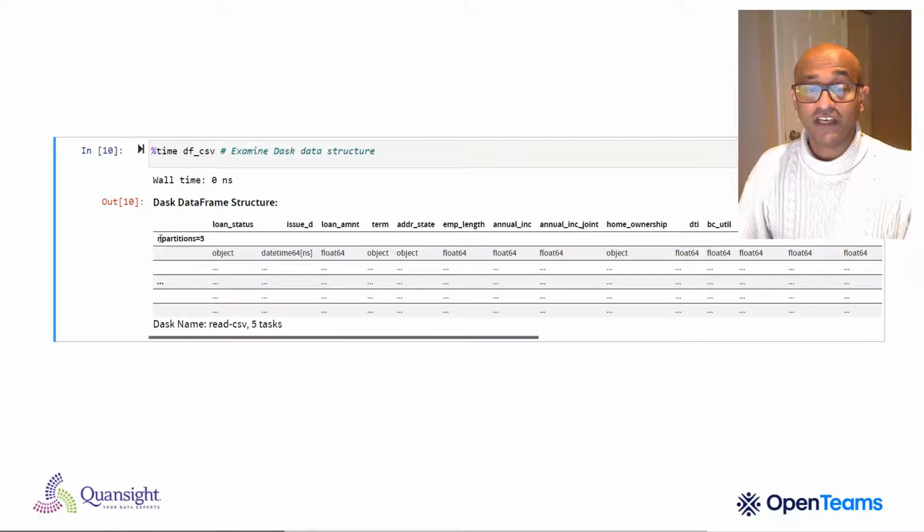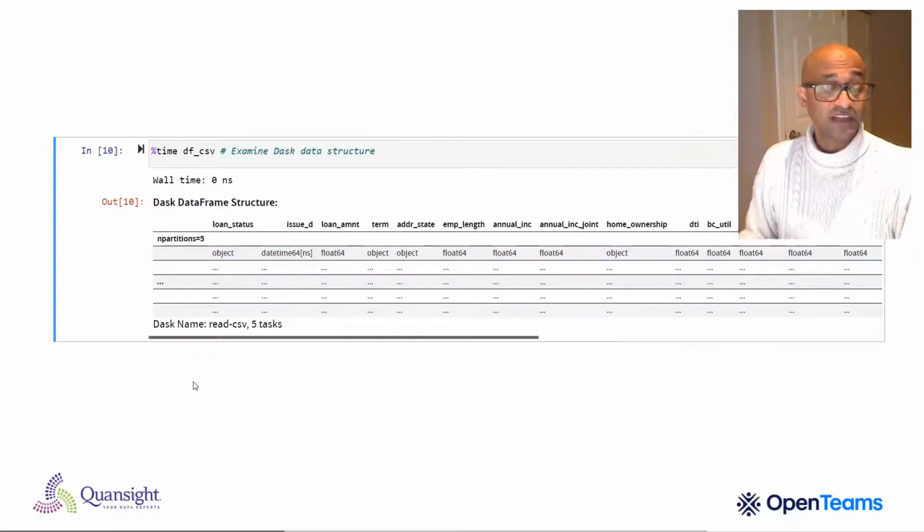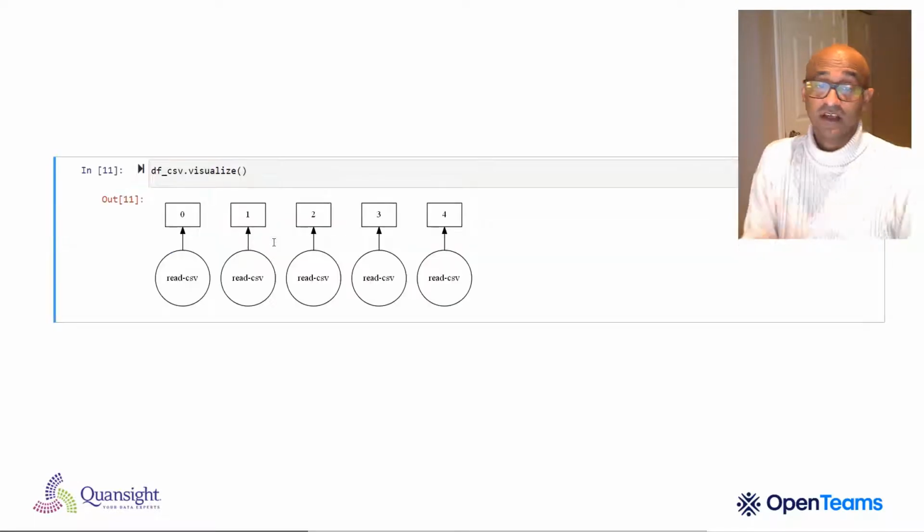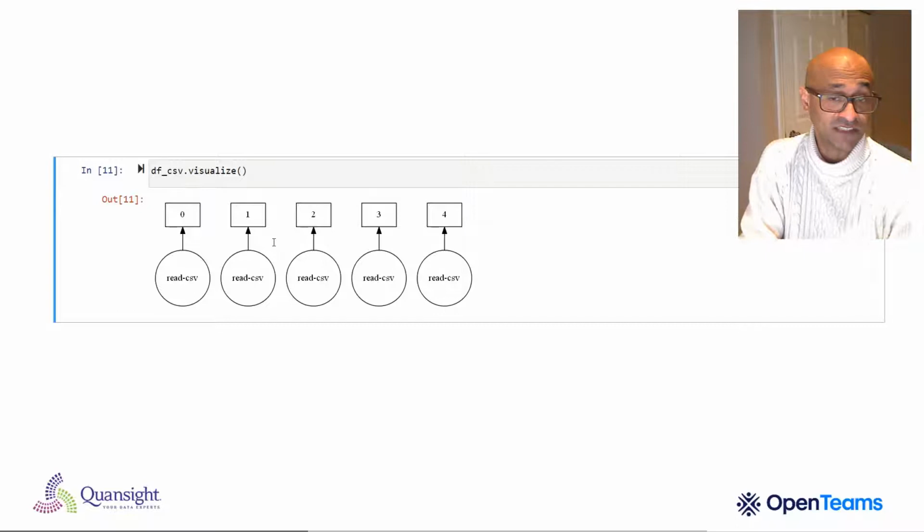And notice it also says n partitions equals 5, which means conceptually it's being treated as 5 different chunks. We can visualize these chunks. We can visualize the computation associated with this object df_csv using what's called a task graph.